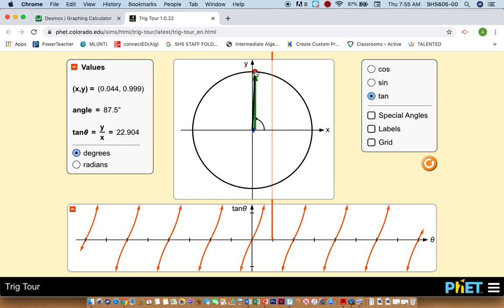Technically, it could get infinitely large, okay? And then you get that asymptote, because we have x is 0 and that divides, so we have an asymptote right here on the graph at 90 degrees, kind of like what I drew on the PowerPoint. And then we keep going.